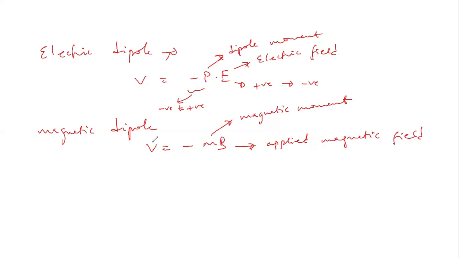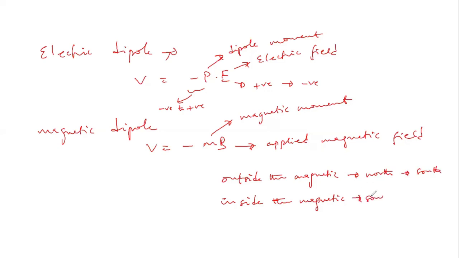But for the magnetic field, you will recall that it goes from north to south. That's the external field, outside the magnet. So we have outside the magnet and inside the magnet. We're just trying to review your basic physics here. Outside, it moves from north to south pole, and inside it moves from south pole to north pole.